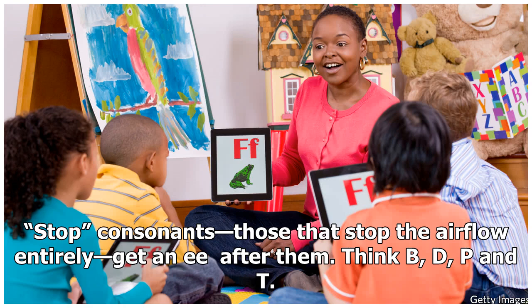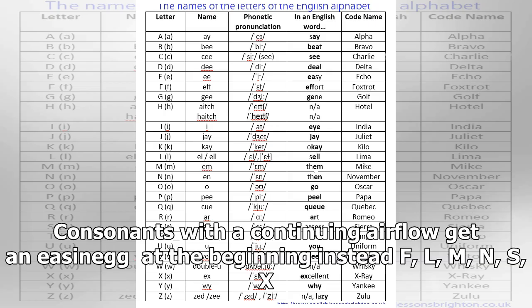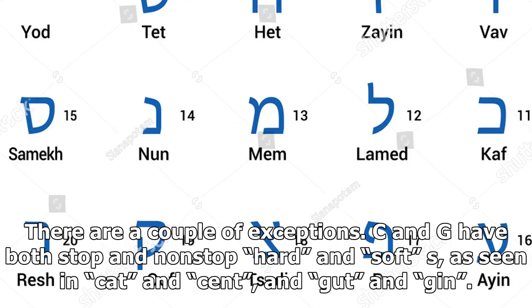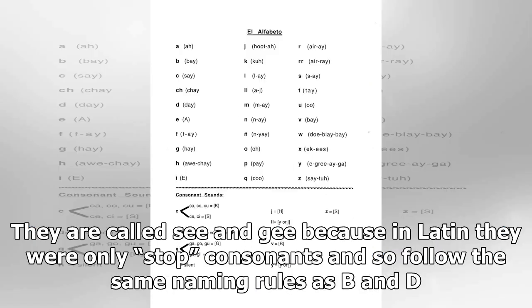The consonants are more regular than first appears. The English pronunciations use a modified form of the system handed down from Latin. Stop consonants, those that stop the airflow entirely, get an E after them. Think B, D, P and T. Consonants with the continuing airflow get an E at the beginning instead: F, L, M, N, S, X. There are a couple of exceptions.